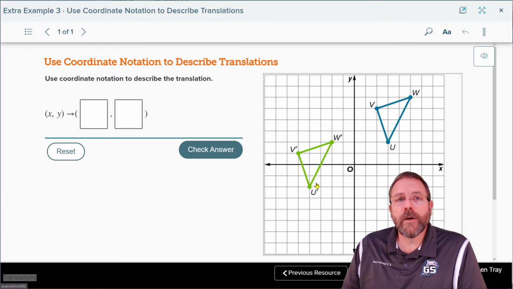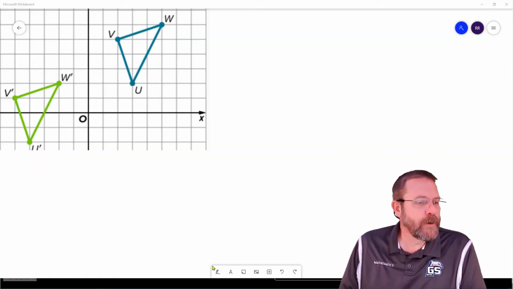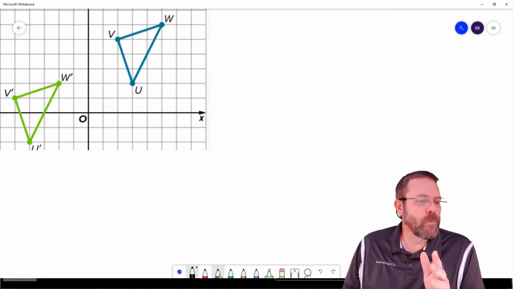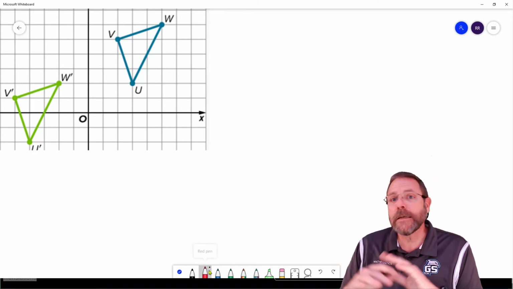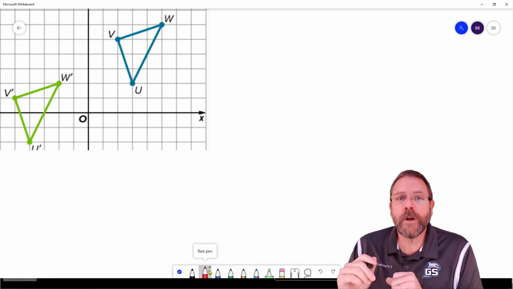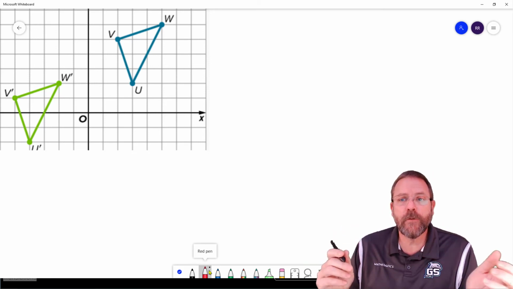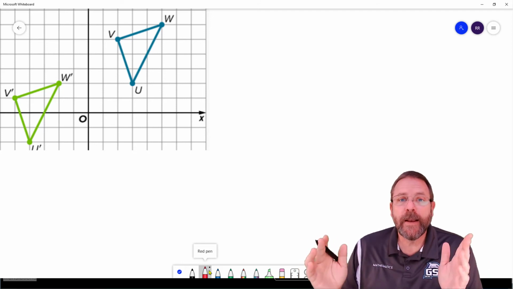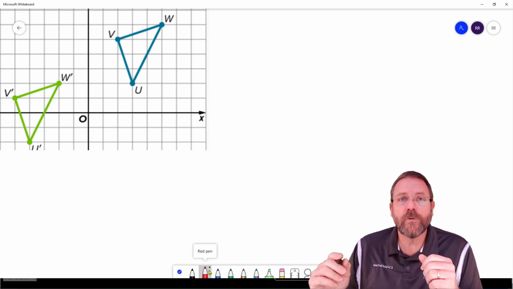Now I will point out that on the example problem, we only had to do 1 point. That was it. You don't have to do all 3 points in order to create your formula. Before I get too deep into this, I want to start off by figuring out where my initial point is and where my starting point is. And it does not matter which point I do. If I do V, I go to V prime, W to W prime, U to U prime. That's all that matters. Beyond that, it doesn't matter which one of those points I pick.